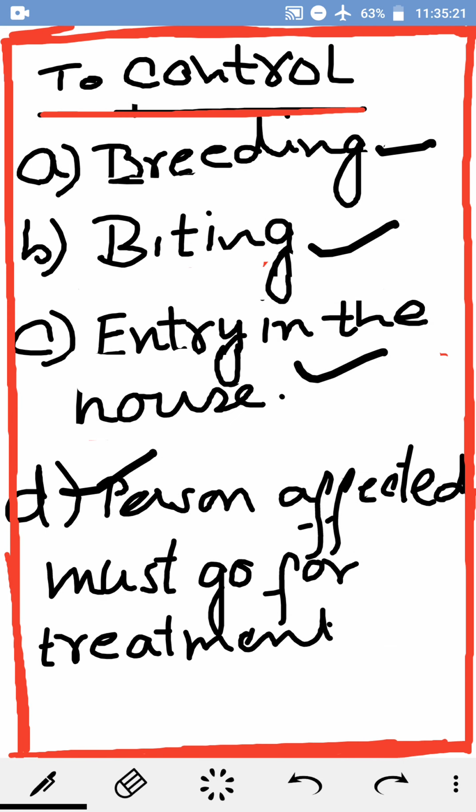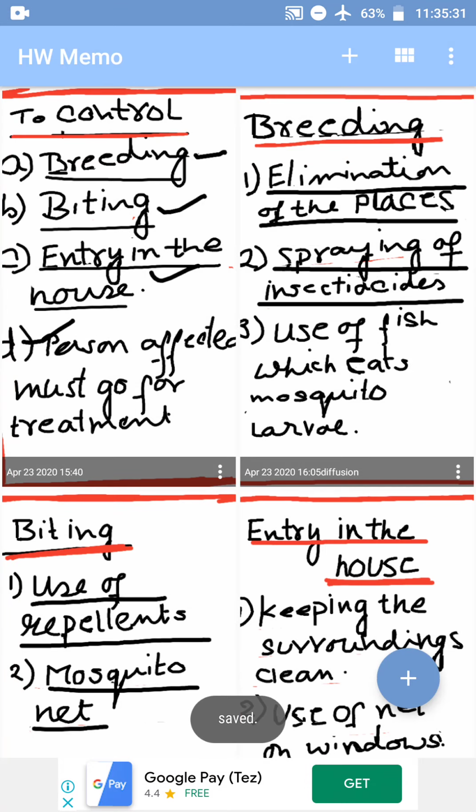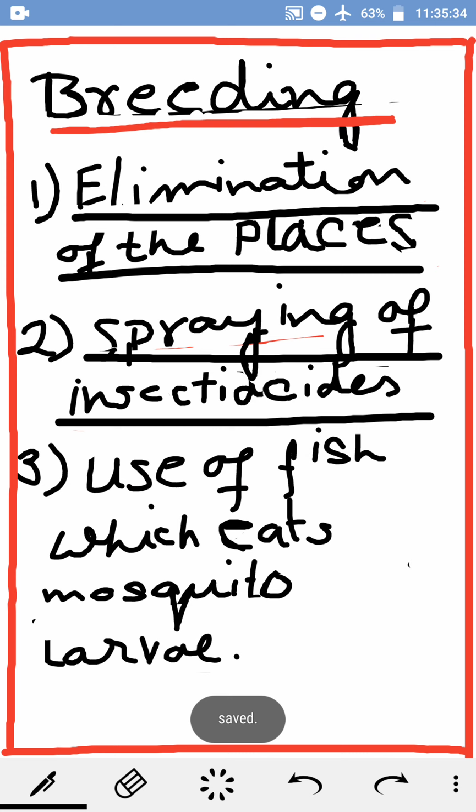To control, we need to control breeding, biting, entry in the house. What is breeding? Breeding means multiplying in number. All mosquitoes lay eggs in water. So we should not let water collect in flower pots, tires, coolers, thrown away coconut shells, and by keeping the surroundings clean and dry, we can prevent mosquitoes from breeding.